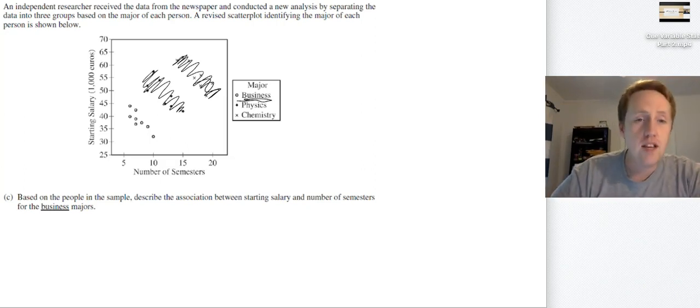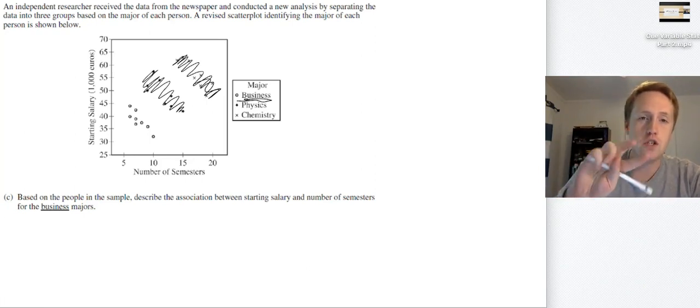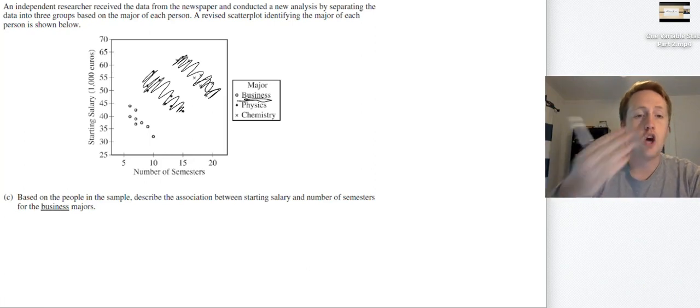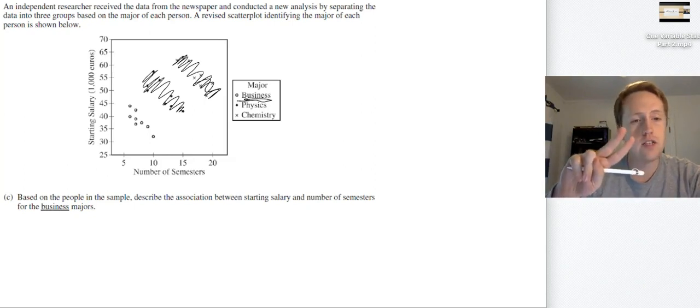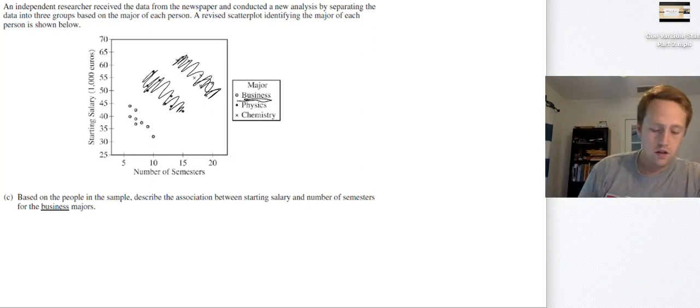So when I'm describing a scatter plot, remember I'm supposed to use DOFs or DUFs, whichever one you prefer, which is direction, unusual features, form, and strength. So I'm going to talk this out loud. Direction, it's negative, right? It's going downward. There are no unusual features that I can tell. It's definitely looking linear, and it's pretty strong association.